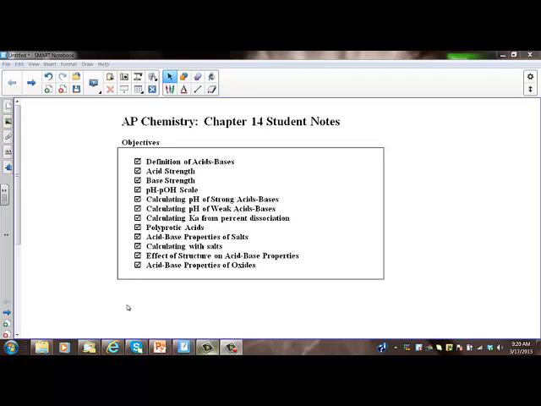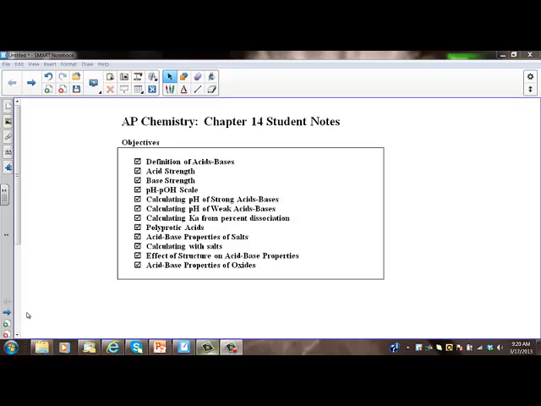Okay, so this is chapter 14. We're going to start acids and bases. Today we're going to talk about the definition of acids and bases, acid and base strength, calculating pH and pOH, and probably up to calculating pH of strong acids and bases. You may want some additional scrap paper to take some notes.